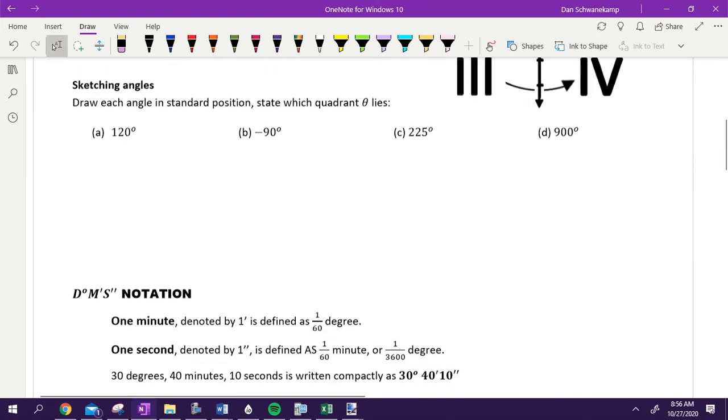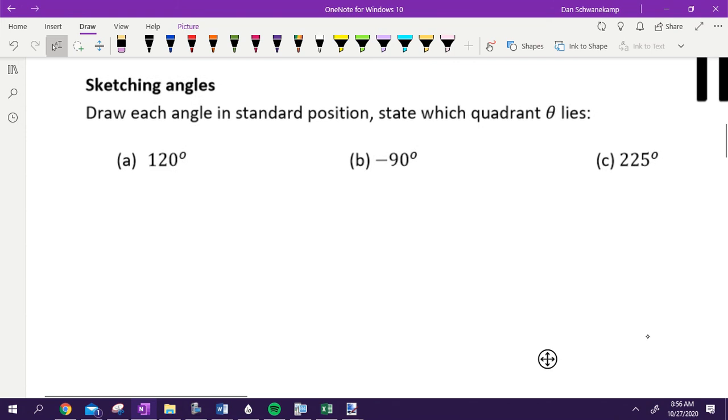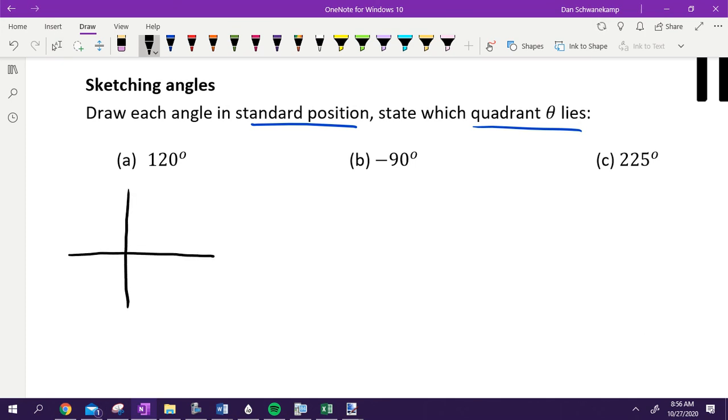All right, let's draw some angles. Draw each angle in standard position. If we can, we're going to state which quadrant it lies in. Not always are we going to state a quadrant, but we'll see what we can do. So we're going to draw a little baby graph. We're going to draw 120 degrees in standard position. Standard position just means my initial side is going to be right here, right on the x-axis going out.